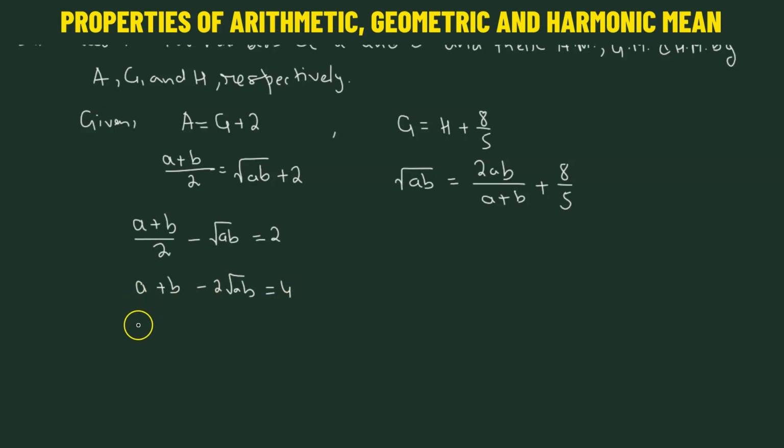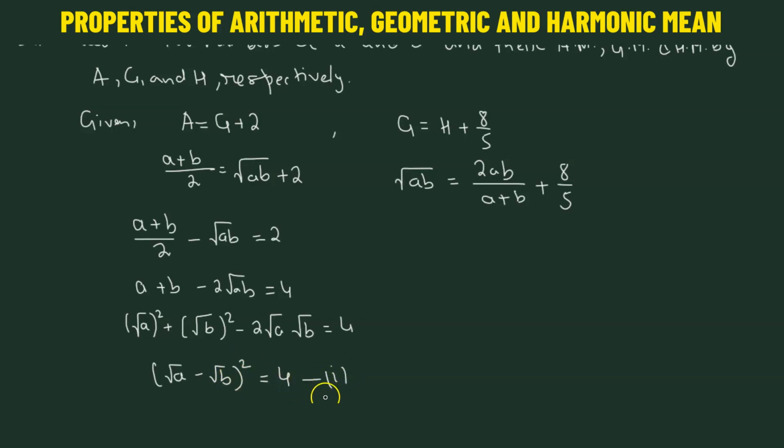So we can express A as square root of A whole squared. Then we can express B as square root of B whole squared. Minus 2 times square root of AB will be 2 times square root of A times square root of B, equals 4. Now this is nothing but the expansion of square root of A minus square root of B, squared. This will be equal to 4. Fine. We're going to keep it aside. Let's name this number 1. We'll come back to this in a moment.